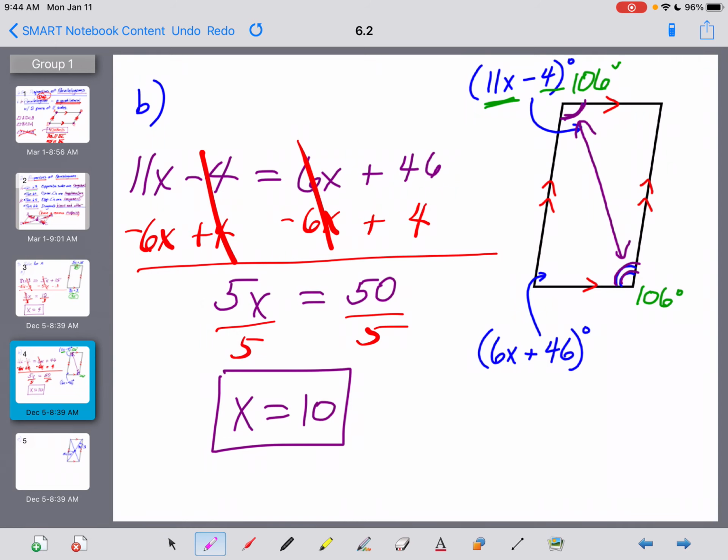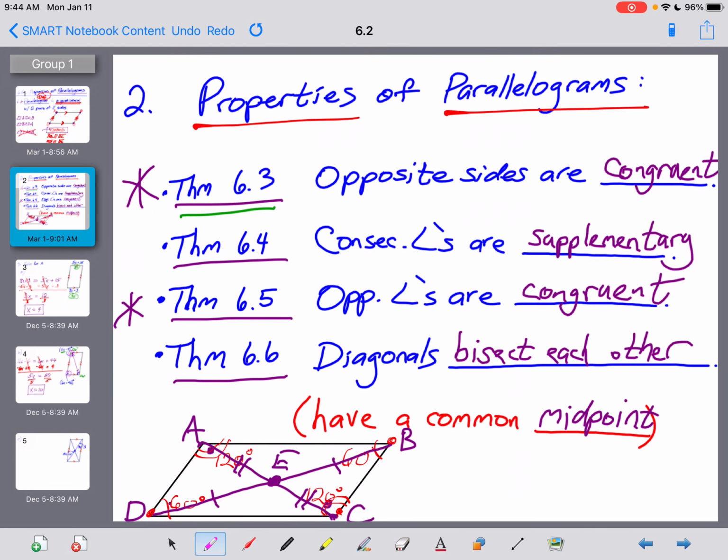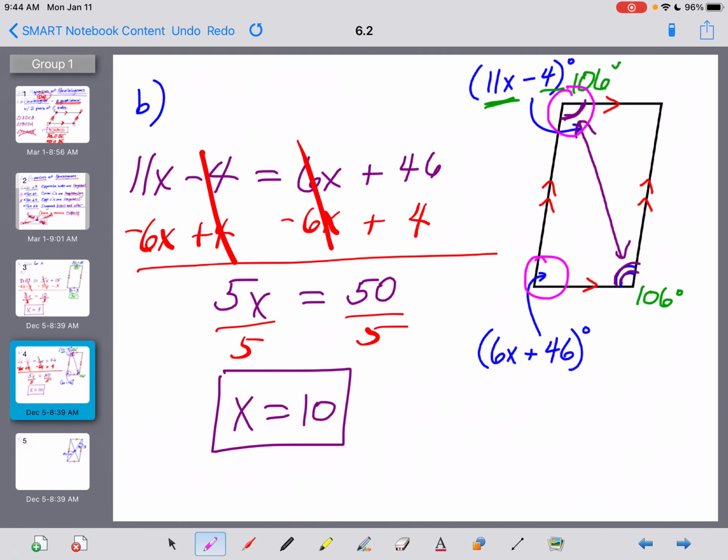In this case now, guys, we've got the measure of this top left angle at 11x minus 4, this bottom left angle at 6x plus 46. Now in this case, everybody, we are dealing with consecutive angles right here. So now it would be theorem 6.4 that applies. Those two consecutive angles would be supplementary. And once again, supplementary means adding up to 180. So now we would take the 11x minus 4 and add that to the 6x plus 46, and we would set that sum equal to 180 degrees and solve that equation.